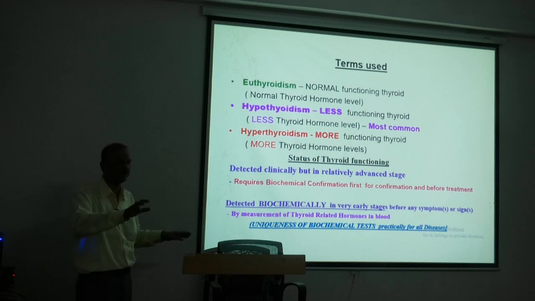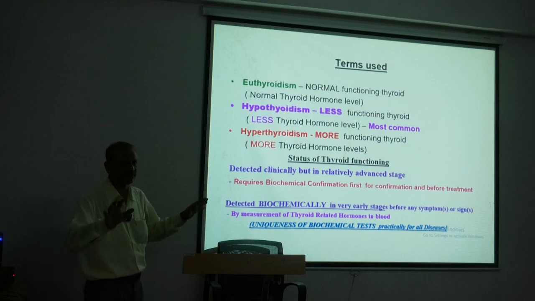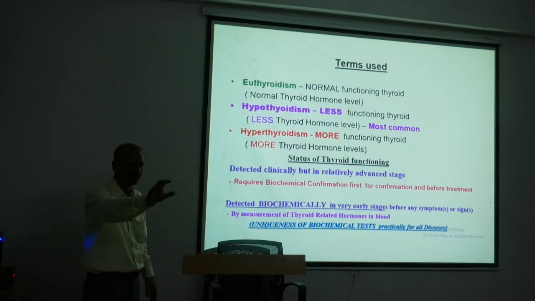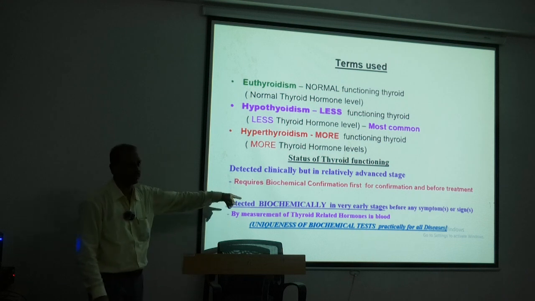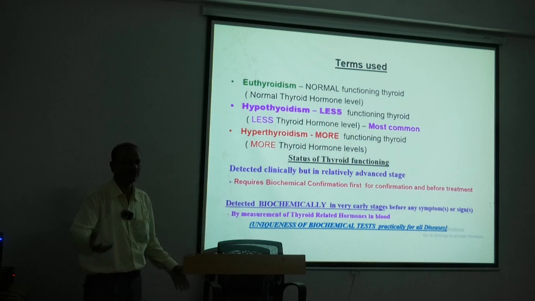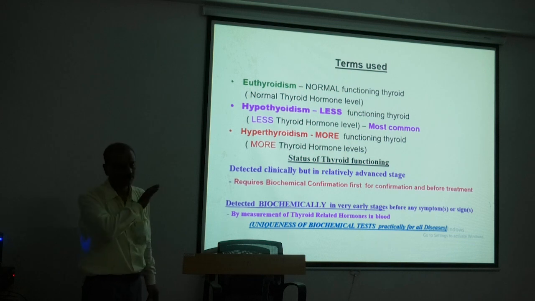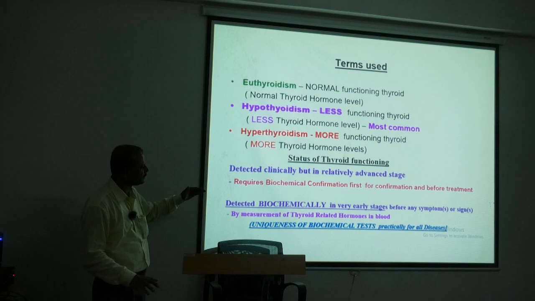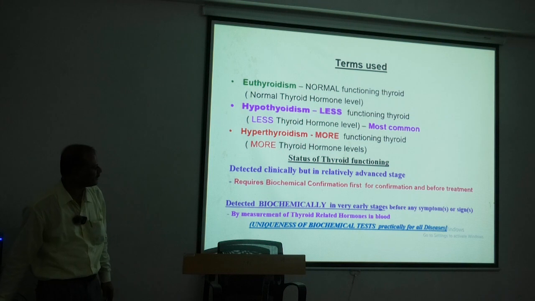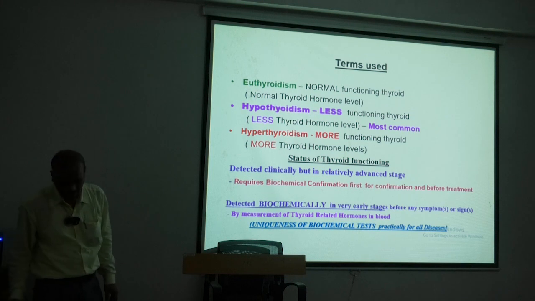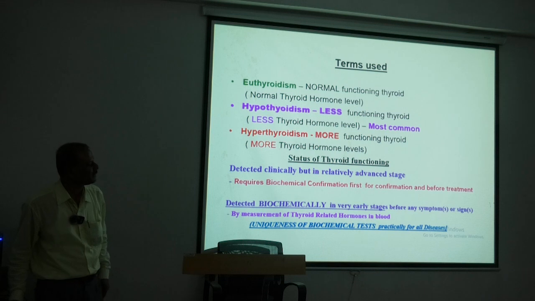Suppose I want to do a T3, T4, TSH analysis or FT3, FT4 analysis in this entire population of about 300 students, first year, second year, maybe 1 or 2 might be detected to be suffering from subclinical hypothyroidism. Subclinical means detected biochemically, just like blood sugar. At least 1 or 2% might be found to be suffering from diabetes mellitus or impairment. That is the uniqueness of thyroid hormone biochemistry: by measuring thyroid hormone in the blood, you can detect in a very early stage, before the disease becomes evident.